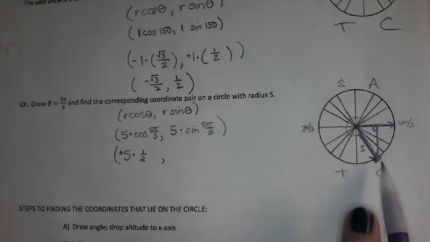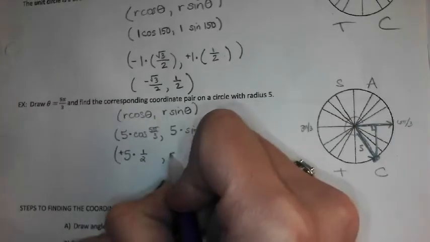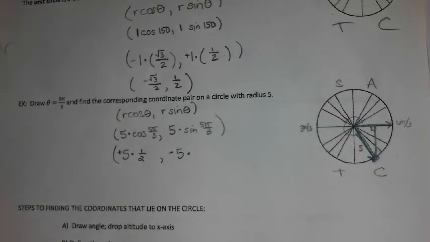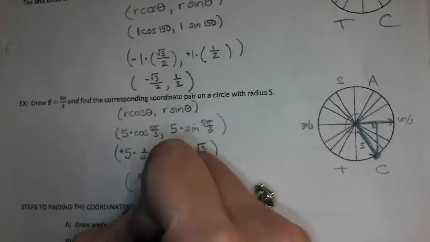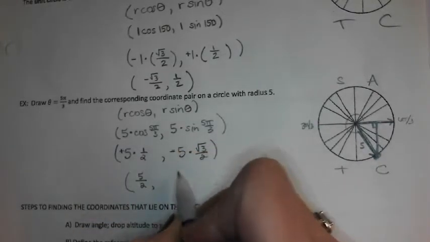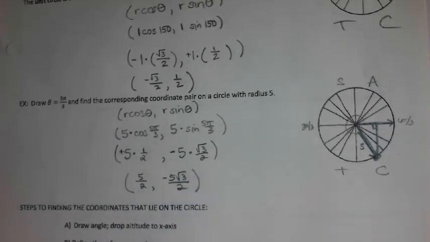Is the sine in this quadrant going to be positive or negative? Negative. So it's going to be negative 5 times, and then the reference angle is pi over 3, so the sine of pi over 3, again, this is where just being fluent with your values is going to come in, radical 3 over 2. So now just to clean up, you're going to get 5/2, comma, negative 5 root 3 over 2. Those are your coordinates.